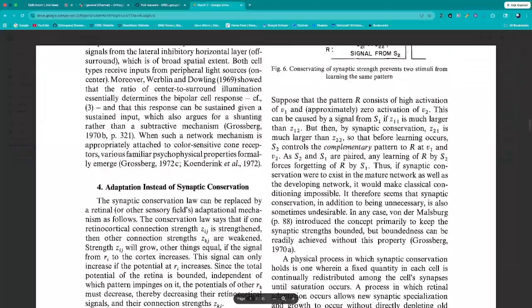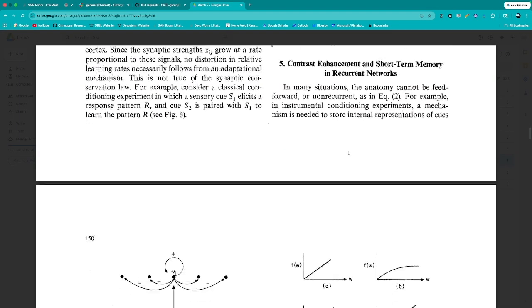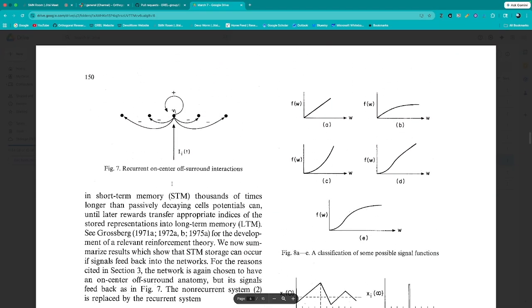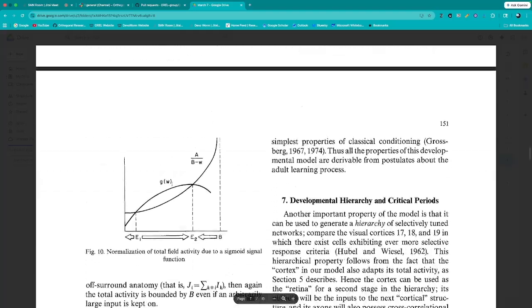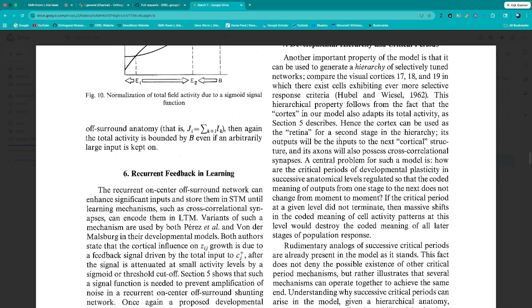So this is just going through some of the visual perception work, and he talks about recurrent networks and contrast enhancement, short-term memory, and looking at recurrent on-center or off-surround interactions, and other things like that. And then he talks about developmental hierarchies and critical periods here. So another important property of the model is it can be used to generate a hierarchy of selectively tuned networks. This is like in visual cortices 17, 18, and 19, where there exist cells exhibiting ever more selective response criteria. So this is a hierarchical property that follows from the fact that the cortex in our model also adapts to its total activity, as section 5 describes. Hence, the cortex can be used as the retina for a second stage in the hierarchy. Its outputs will be the inputs in the next cortical structure, and its axons will also possess cross-correlational synapses.